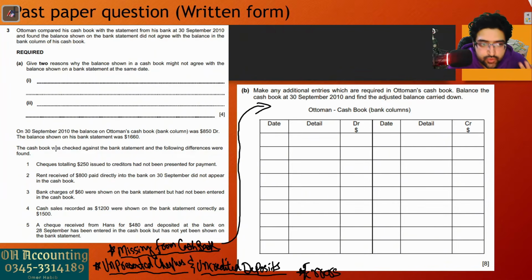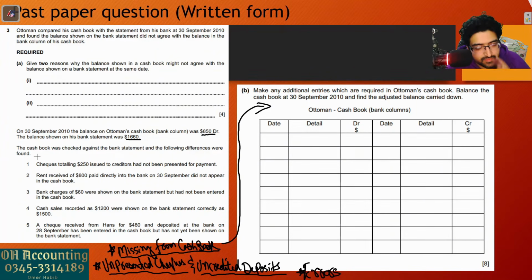I will do this for you now. On 30th September, the balance on the Ottoman's cash book was 850. His balance was 850, but the balance on the bank statement was 1660. So there's a lot of difference. Now, the cash book was checked against the bank statement and the following differences were found. Like, we compared the cash book with the bank statement, they are not asking us to do that. They have done that for us. They have just told us what the differences were.